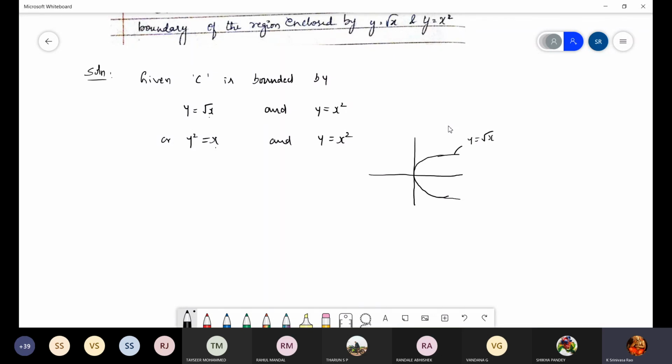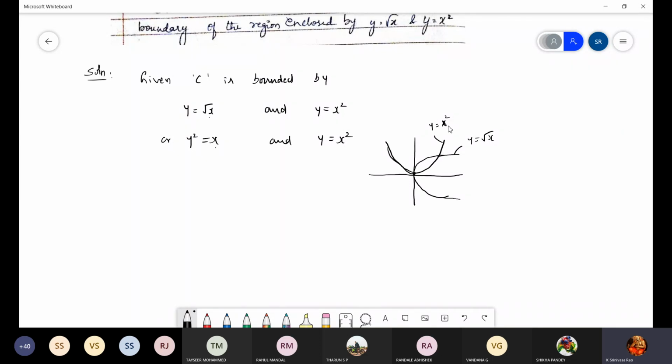And another one is y is equal to x square. It is symmetric about the y axis. Draw that one also, like this. So this is y equals x square. Y is equal to x square and y is equal to root x. Whatever is given, first you should draw.